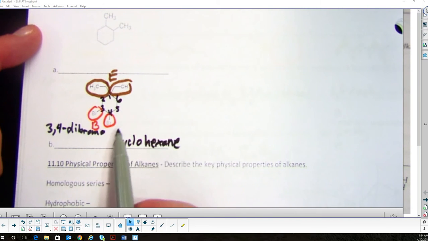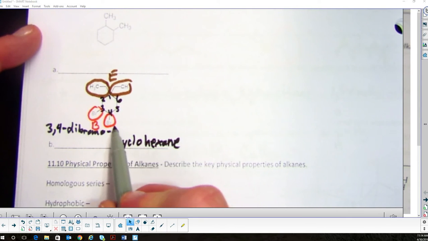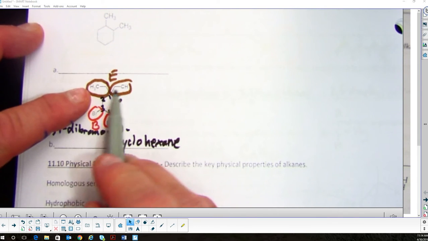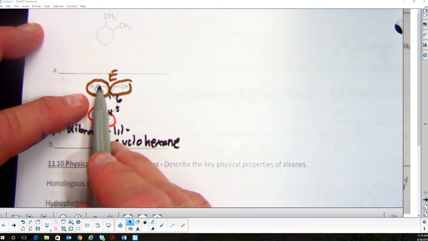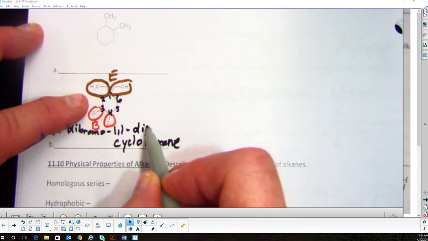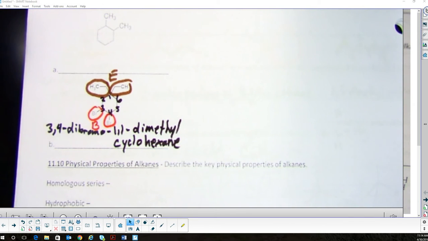Okay. Dan, who thinks they know what comes next? 1, 1. I'm still needing something in here. Yeah, I haven't dealt with my ethyls, so I need to say, how many ethyls are there? 2, and they're at 1, 1. So diethyl.